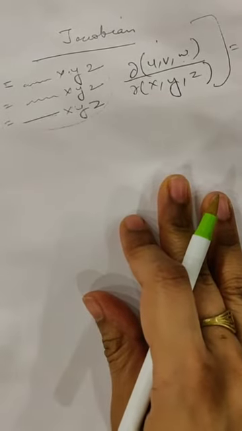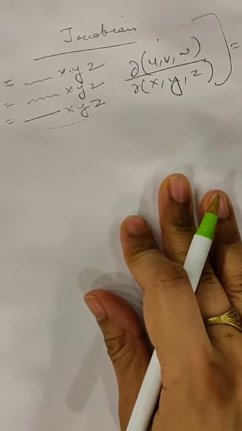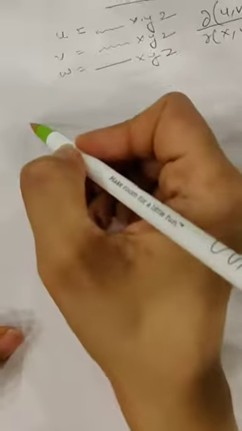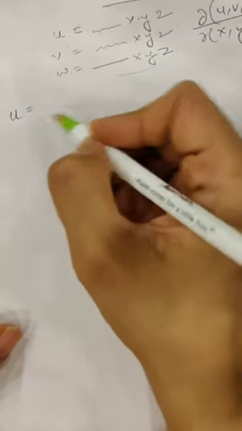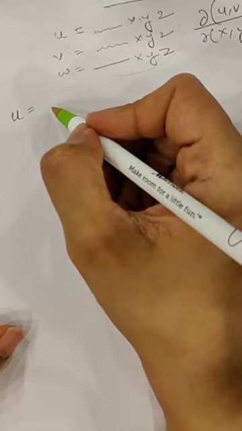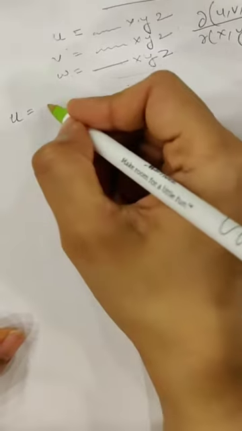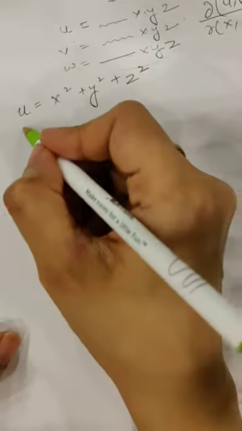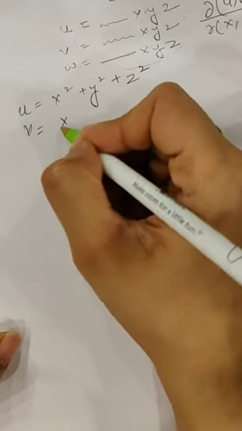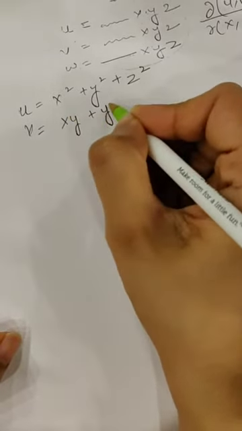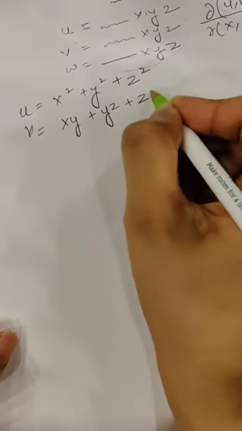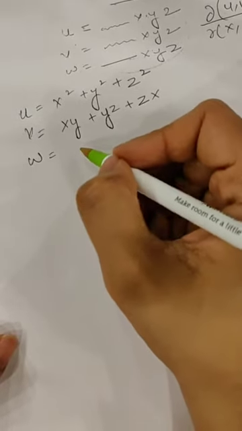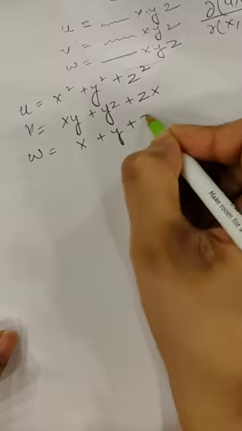Let me try and explain this with a simple example. It's a very general question usually asked in exams. Let's say we have u as x square plus y square plus z square. We have v as xy plus yz plus zx, that is xz, and we have w which is x plus y plus z.